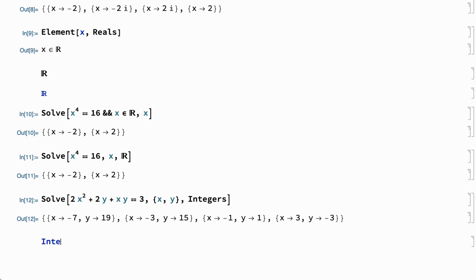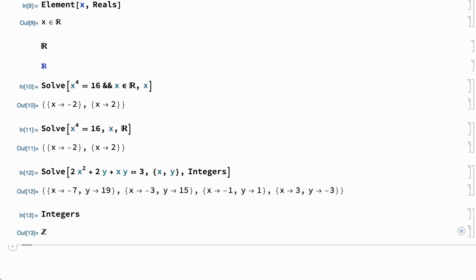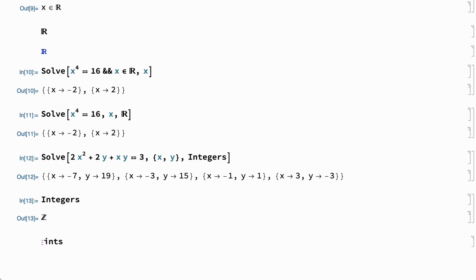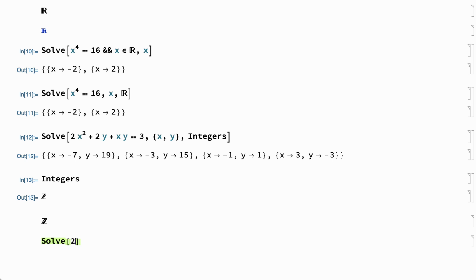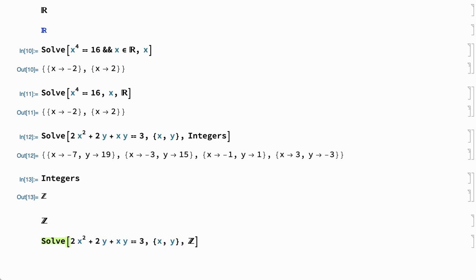The traditional notation for the domain Integers is a character that looks like a double-struck capital letter Z, which can be entered using escape, INTS, escape. With that notation, that same Solve input can also be entered like this.